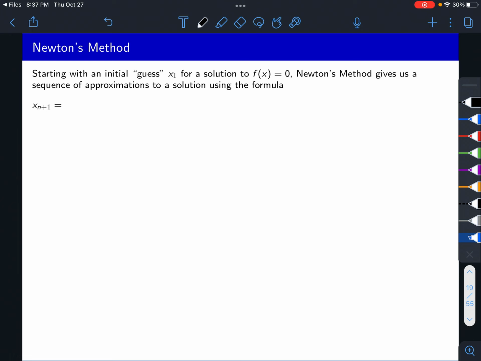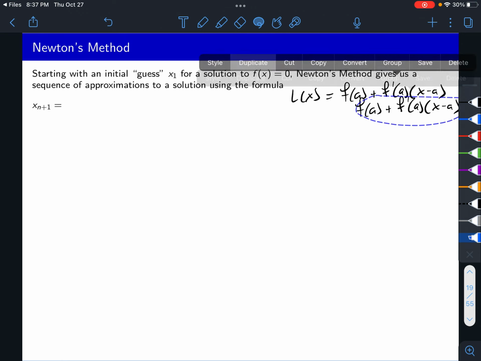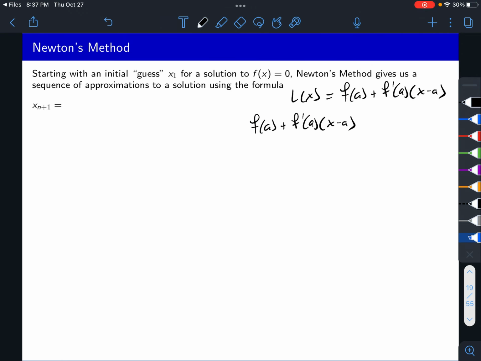All right, so in general, we're not going to actually compute the tangent line every single time. There's a quicker way to do this, and I'm going to show you how. Our general formula for the tangent line is L of x equals f of a plus f prime of a times x minus a. And if we are setting this equal to 0, then we can just solve for x.